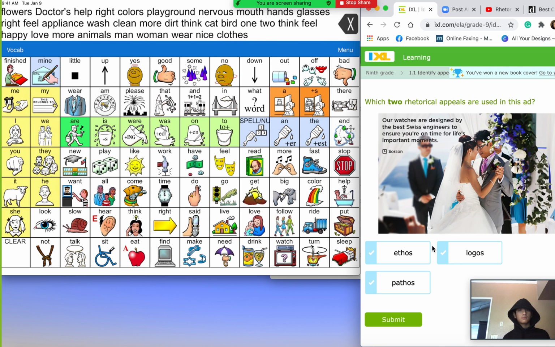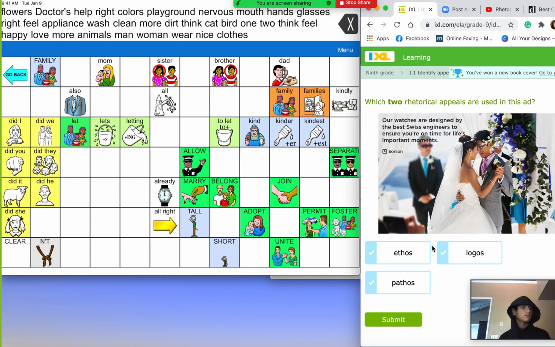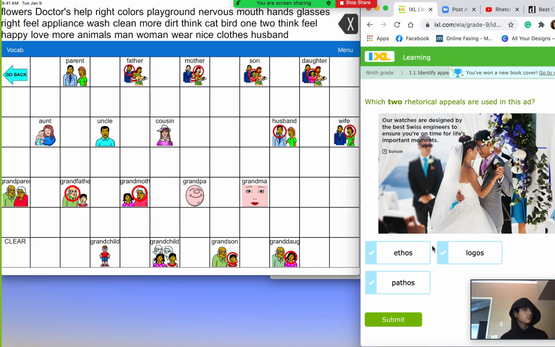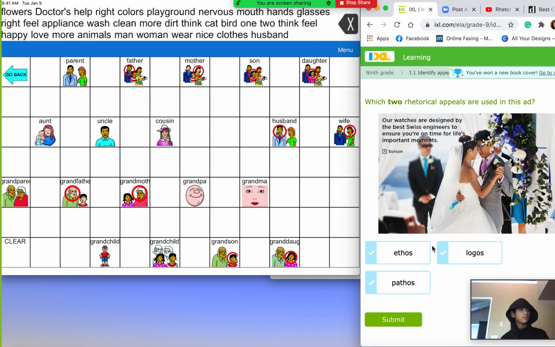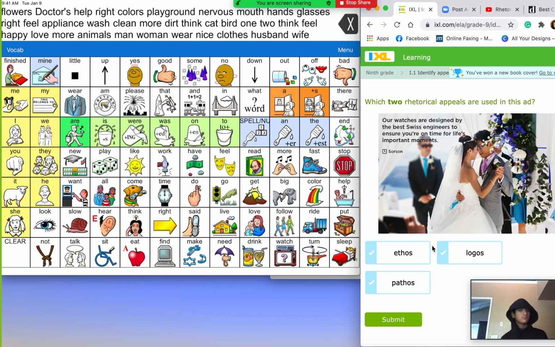Wearing nice clothes, yeah. Because this is a celebration, right? Generally, when people are dressed up like this and wearing nice clothes, this is a wedding. So they are becoming more of a family at this point, right? He's becoming a husband, and what's she becoming? She's becoming a wife. Nice.